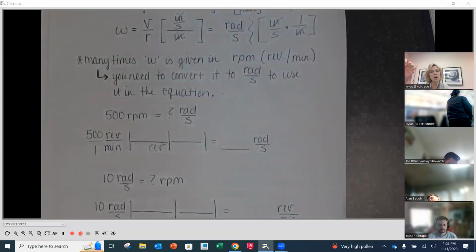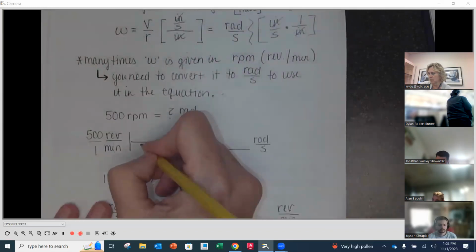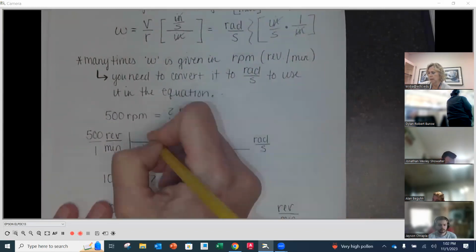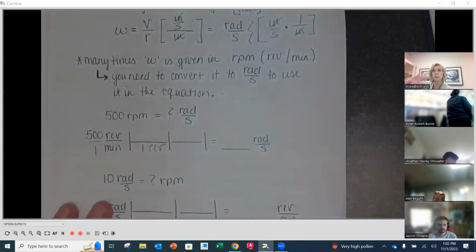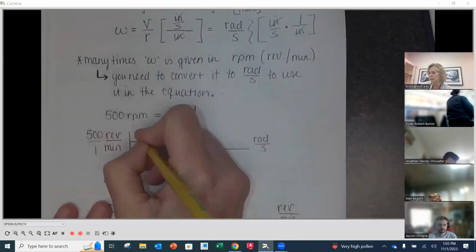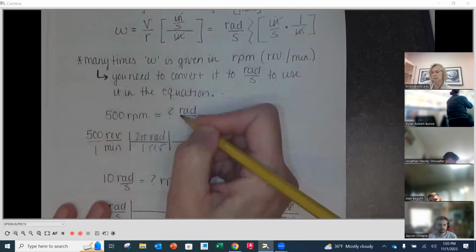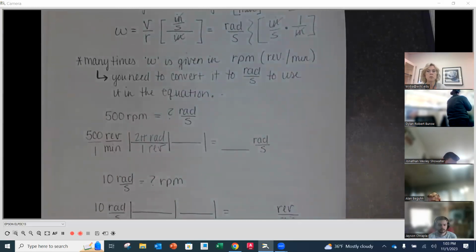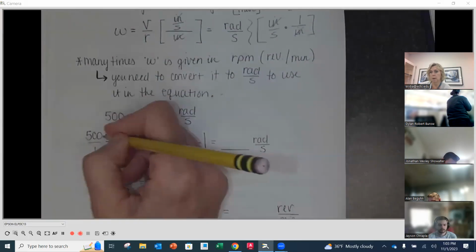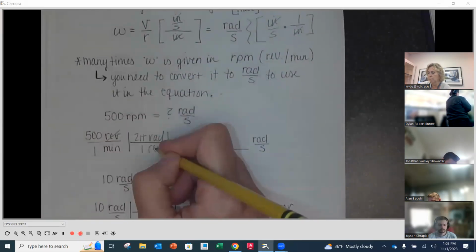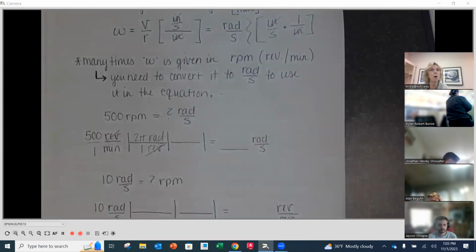Now I need to know how many radians are in one revolution. Do you guys remember that? 2 pi radians. That is so good. So one revolution is equal to 2 pi radians, directly above or below, whichever way it ends up going. Now I can do the cancellation right away. If I multiply across the top and divide by the bottom, my revolutions cancel out. What's left over is radians per minute.